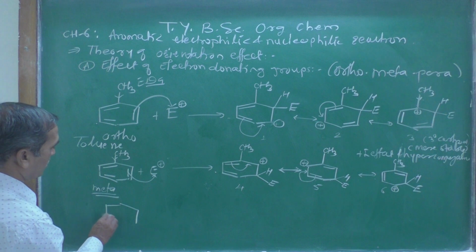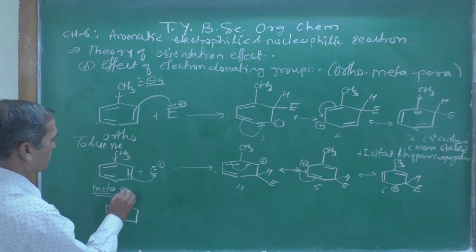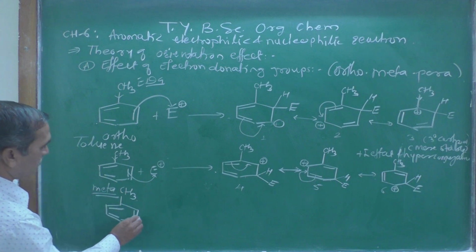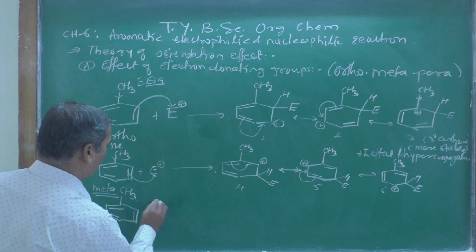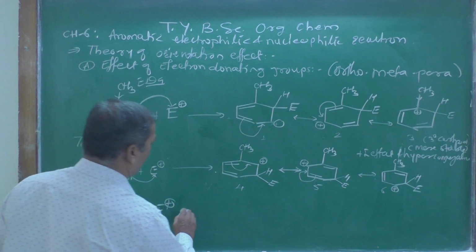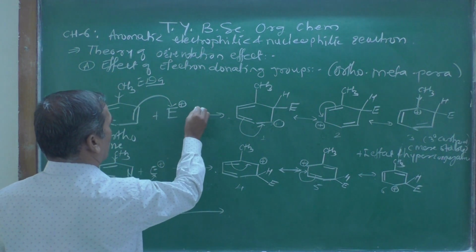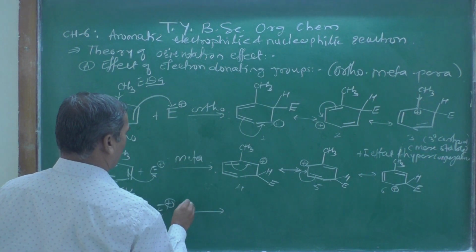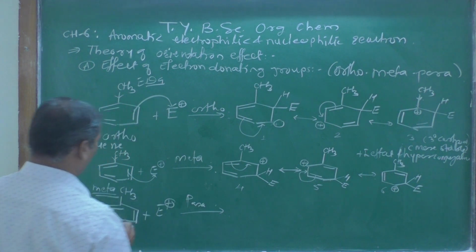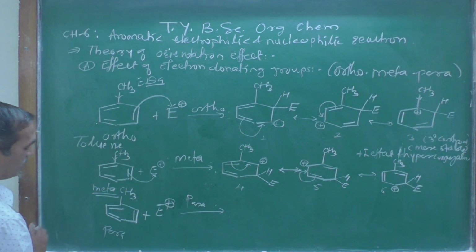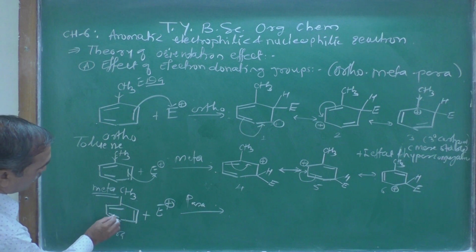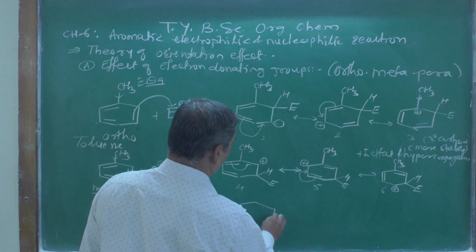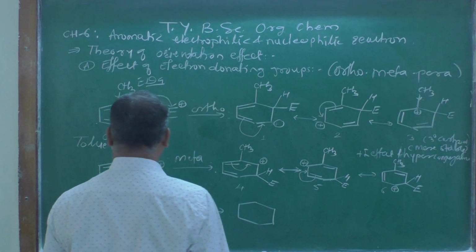Now look at another possibility when this group attacks at para position. What do you get here? Electrophile attacking over there. This is ortho attack. Ortho attack we can call it, here will be the meta attack, here will be the para attack, right? This is a para attack. Now this electrophile is going to attack at para position. What structure are you going to get here?